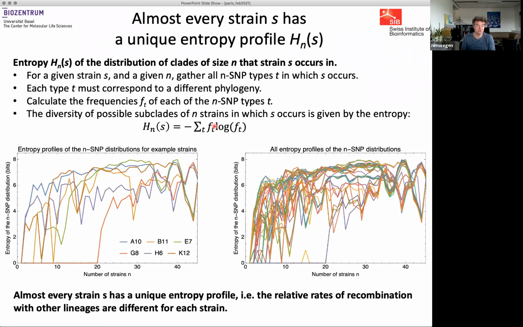And if you do that, this is what you see. So this is actually the distribution of these entropy profiles for all strains in our collection. And this is for some subset so that you can see a bit better the different individual lines. And the main thing that I want you to get from this is not only that this entropy goes up, and so that there is quite some diversity in the phylogenetic structures in which each strain occurs, but also that this profile looks different for almost every strain. All right, so for almost every strain, there seem to be different statistics of the frequency with which its lineages occur in n SNPs with the lineages of all the other strains.